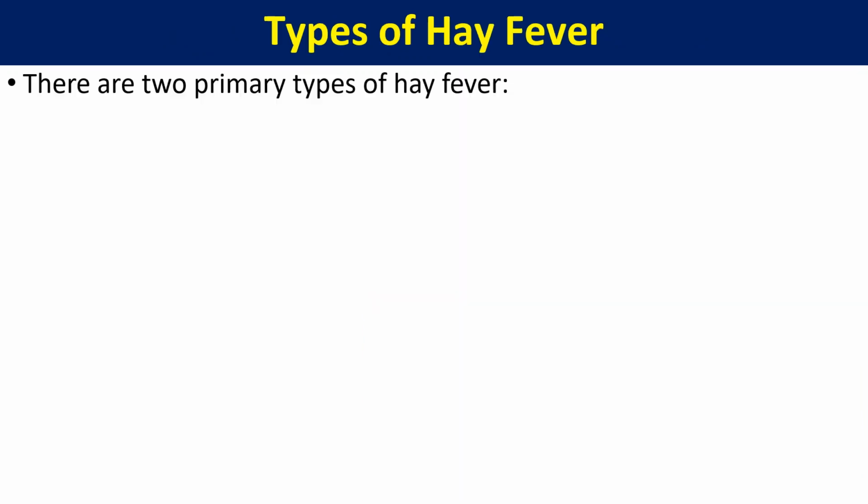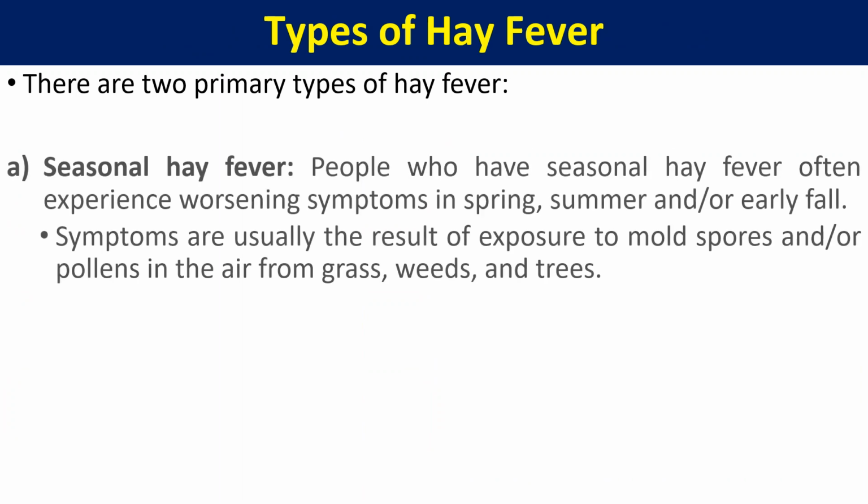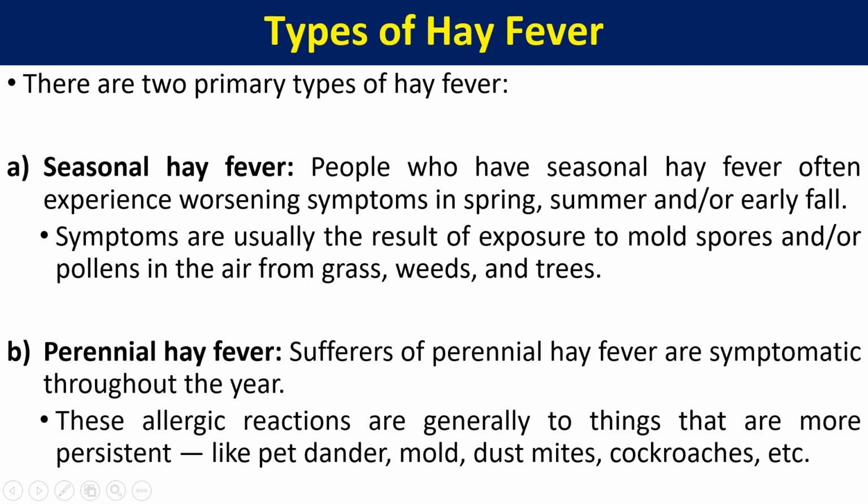Overall, if you see hay fever, there are two different types of hay fever we can have. The first type is called seasonal. People with seasonal hay fever often experience worsening symptoms in spring, summer or early fall. It means it is not throughout the year; it will be there at some time of the year, and then later on it will go off. Symptoms are usually the result of exposure to mold spores or pollens in the air from grass, weeds or trees. So this is seasonal.